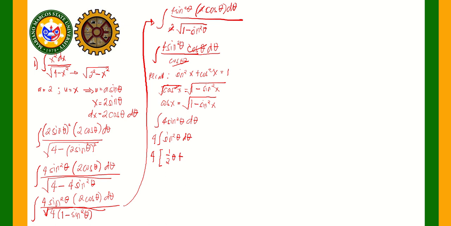plus, minus pala. Minus 1/4 sine 2 theta and then plus c. So, simplify lang natin. This will be equal to 2 theta minus sine 2 theta plus c. So, ito na ngayon yung integral ng function natin with respect to theta.